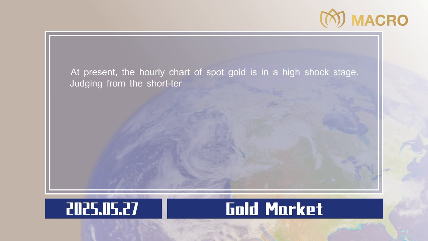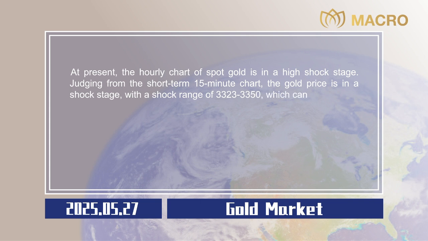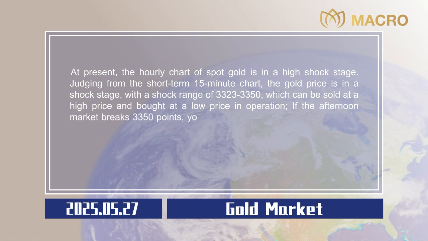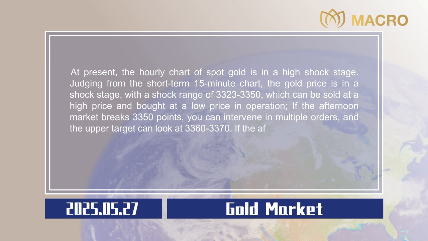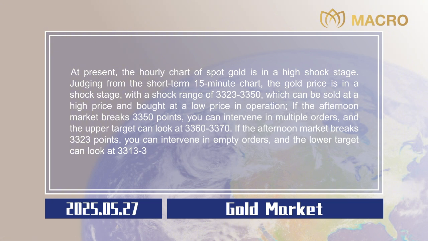Judging from the short-term 15-minute chart, the gold price is in a shock stage, with a shock range of $3,323 to $3,350, which can be sold at a high price and bought at a low price in operation. If the afternoon market breaks 3,350 points, you can intervene in multiple orders, and the upper target can look at 3360 to 3370. If the afternoon market breaks 3,323 points, you can intervene in empty orders, and the lower target can look at 3313 to 3303. Stop losses are all $5.